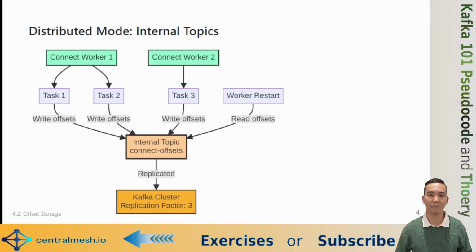Now let's move to distributed mode, which is the deployment model used for most production environments. Instead of storing offsets in a local file, every Connect worker writes offsets into an internal Kafka topic.